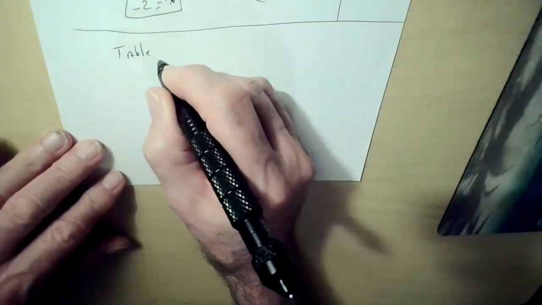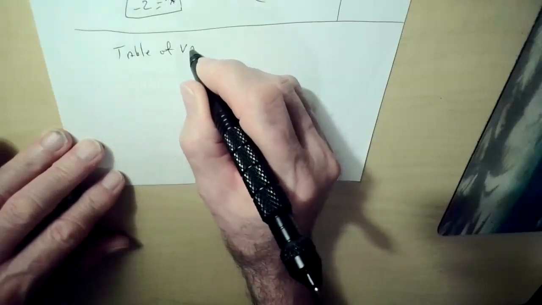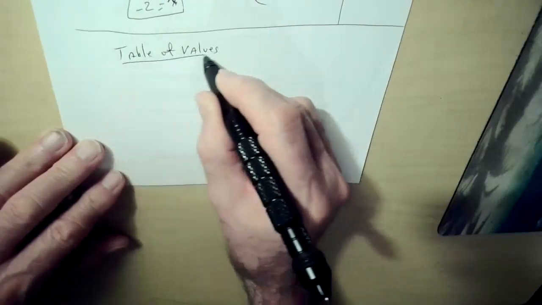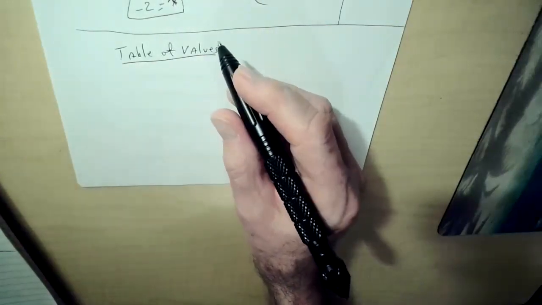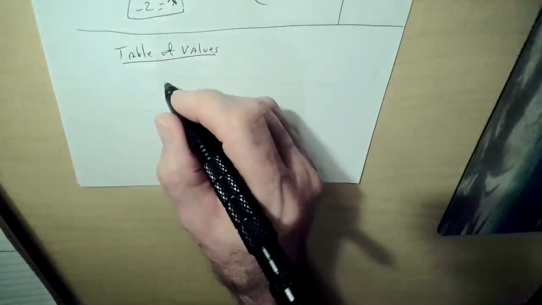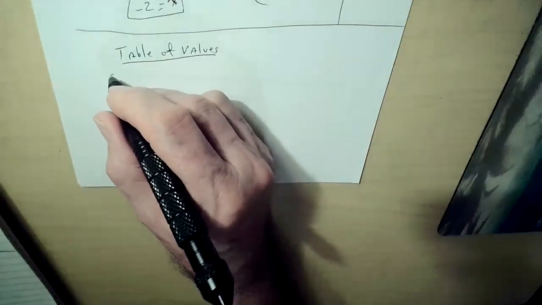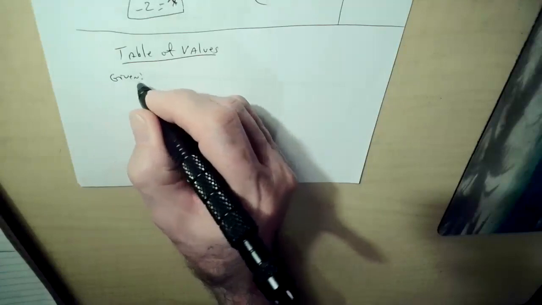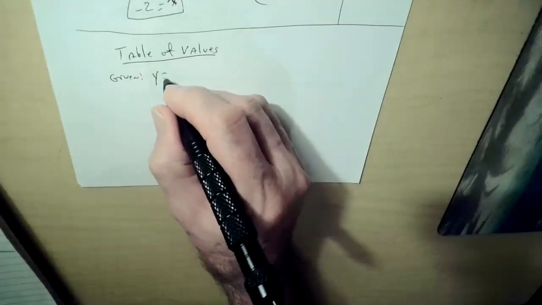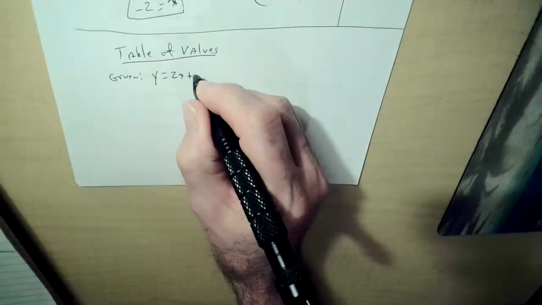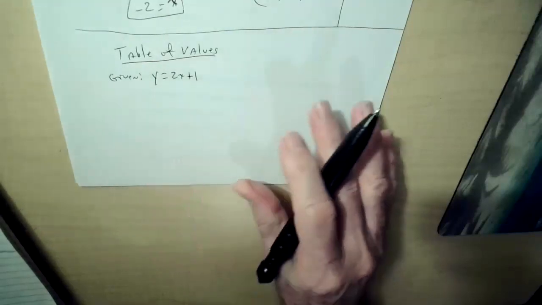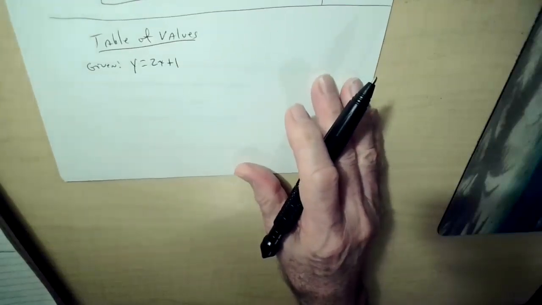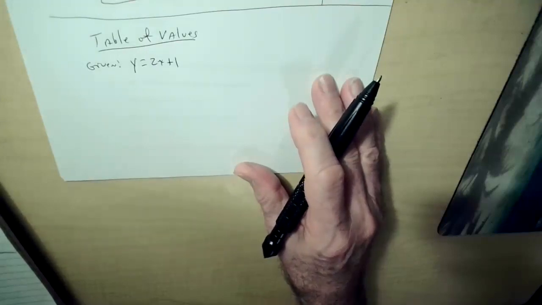Here we're going to do a table of values. Table of values. So if you have, let's say you're given that y equals 2x plus 1. Our slope is 2, y-intercept is 1. Now what we're going to do is we're going to create the line.